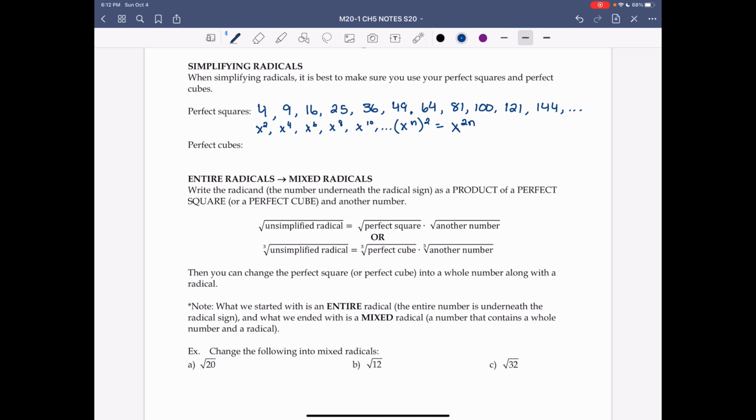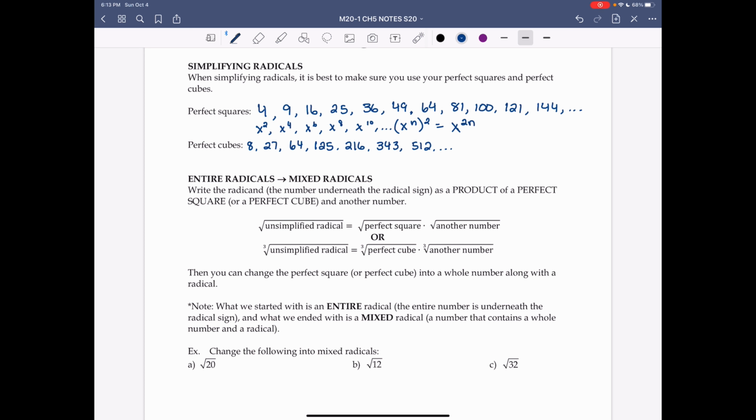Perfect cubes, same idea, but cubing the number instead of squaring it. 2 to the power of 3 is 8, 3 to the power of 3 is 27, 4 to the power of 3 is 64, 5 to the power of 3 is 125, 6 to the power of 3 is 216, 7 to the power of 3 is 343, 8 to the power of 3 is 512, and so on.